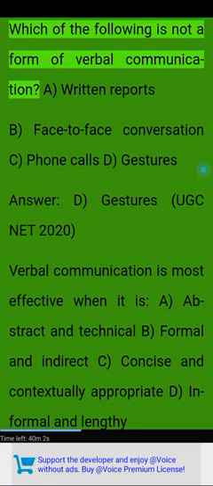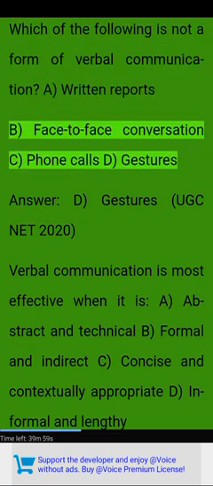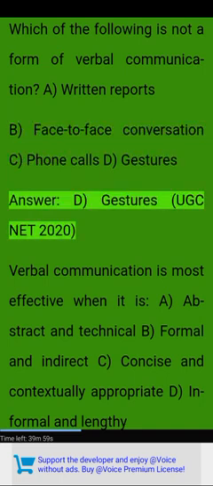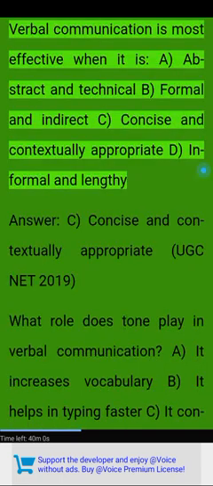Which of the following is not a form of verbal communication? A. Written reports. B. Face-to-face conversation. C. Phone calls. D. Gestures. Answer. D. Gestures. UGC-NET 2020.